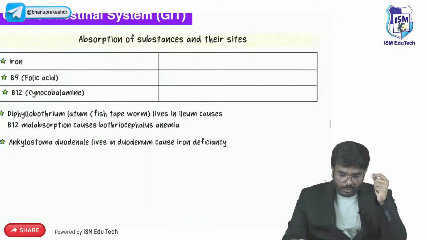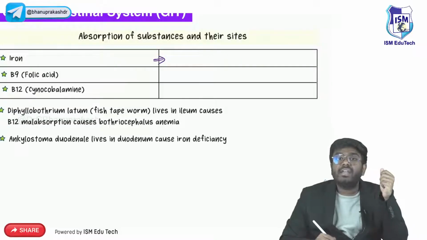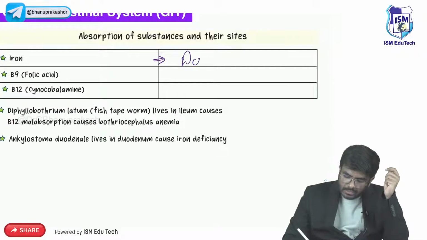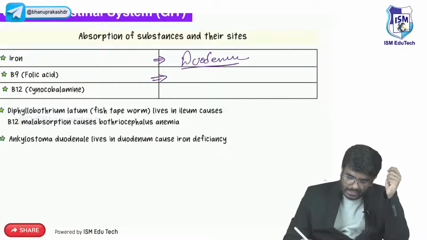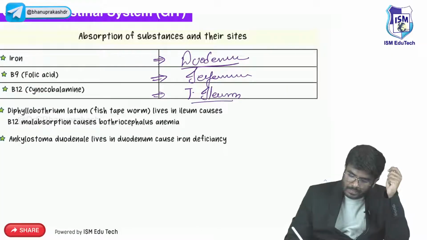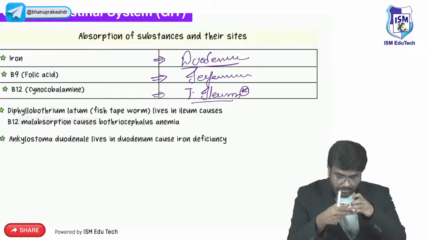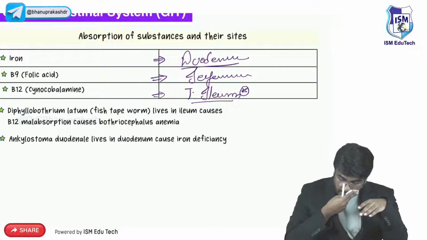Absorption of substances and their important sites. Iron. Where is it absorbed, sir? Iron is absorbed in the duodenum. Where is B9 absorbed? Vitamin B9 is absorbed in the jejunum. Where is vitamin B12 absorbed? Vitamin B12 is absorbed in the terminal ileum. So iron in the duodenum, vitamin B9 in the jejunum, vitamin B12 in the terminal ileum.